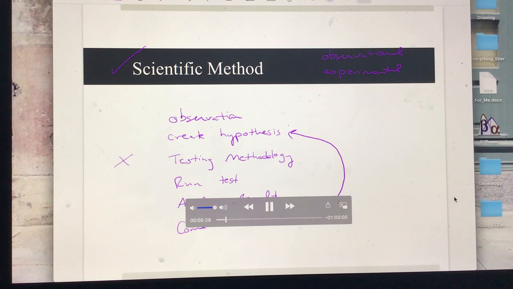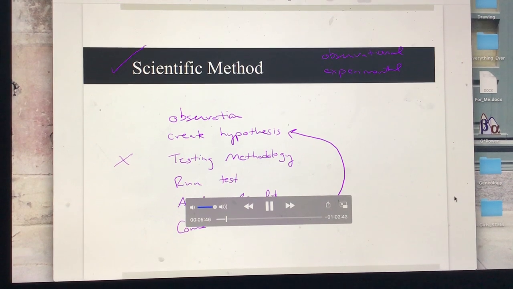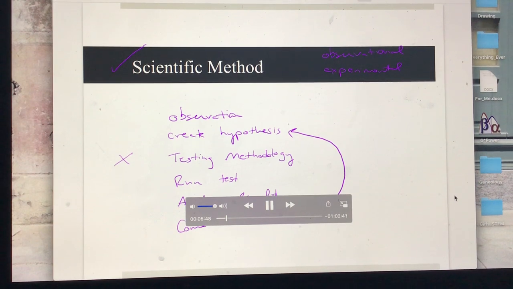We can analyze form using just simple observation. We can analyze form using a goniometer to measure range of motion. We can analyze form using a sophisticated computer program. So it really runs the gamut. When we talk about new equipment, we have to run scientific method tests to make sure that that new equipment is reliable and accurate. So there's all sorts of ways that we can use it in kinesiology.